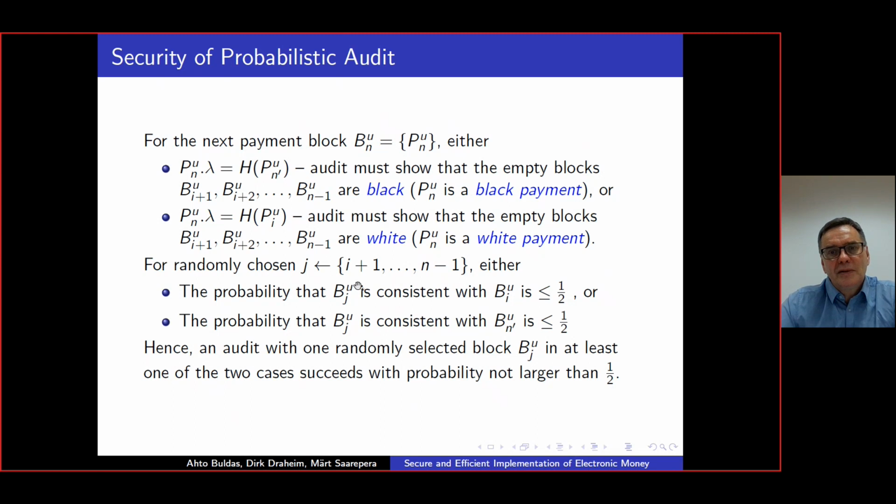And if you randomly choose a block number in this range, the probability that it is consistent with P_UI is less or equal than 1/2, or the probability that this block is consistent with P_UN' is less or equal than 1/2. And hence, an audit with one randomly selected block, in at least one of the two cases, succeeds with probability not larger than 1/2.